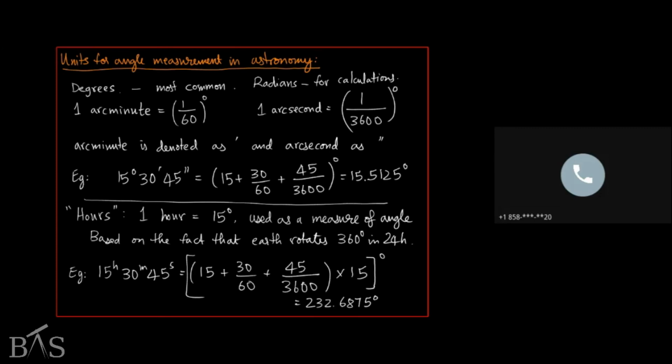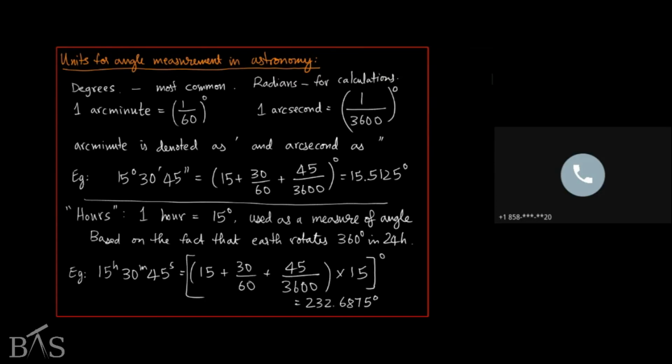But not so common are these angle measurements. What is called an arc minute is 1/60th of a degree, and 1/3600 of a degree is called an arc second. In astronomy and even otherwise, arc minute is denoted by a single tick and arc second is denoted by a double tick, the same notation used for feet and inches. But it will usually be obvious because you will also put the degree sign. So you will always write an angle like this. Sometimes you'll just write arc minutes and then it should be clear from context. So this is just a system that is used.